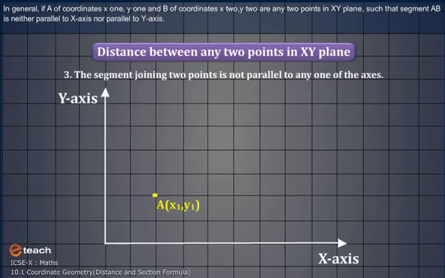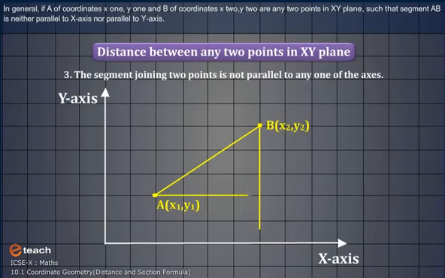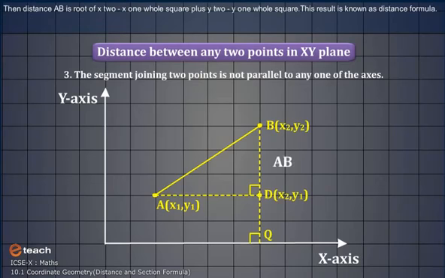In general, if A of coordinates x1, y1 and B of coordinates x2, y2 are any 2 points in xy plane such that segment AB is neither parallel to x-axis nor parallel to y-axis, then distance AB is the root of x2 minus x1 the whole square plus y2 minus y1 the whole square. This result is known as the distance formula.